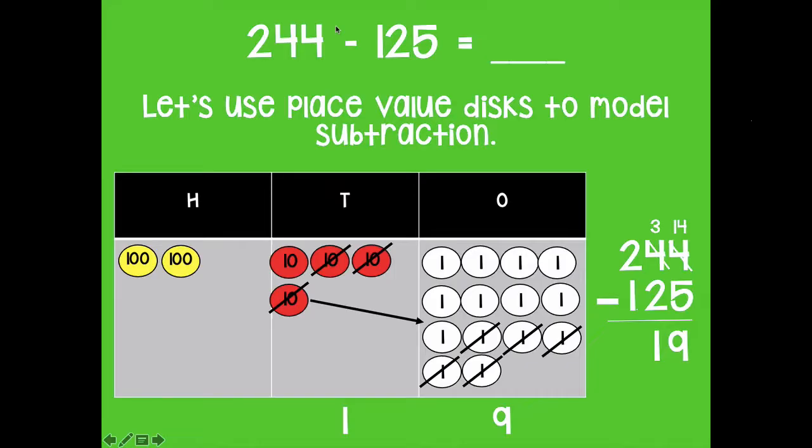And then we move to our hundreds place. 2 minus 1 equals 1. So we're left with 100. So 244 minus 125 equals 119.